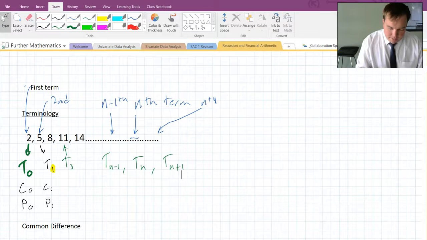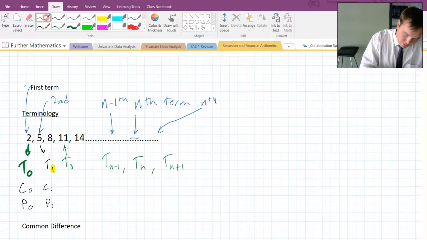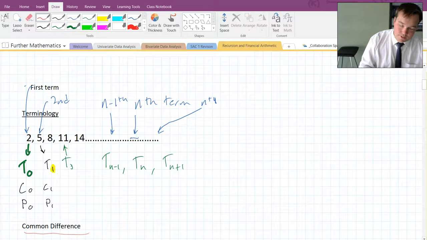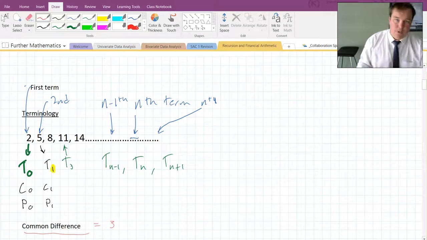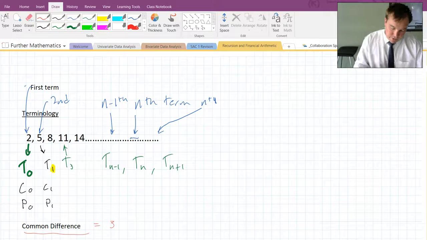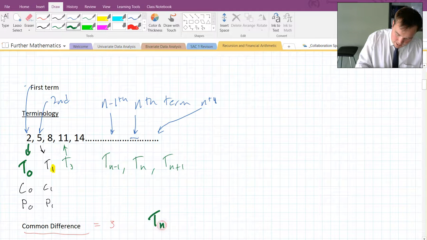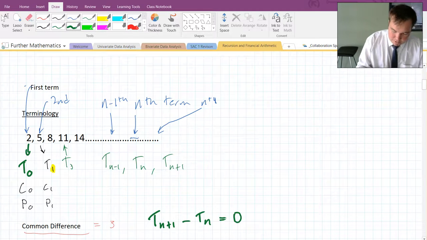Right. Now, here, we're going up by a constant amount. That constant amount is called the common difference. Clearly, our common difference here is 3, because we're increasing by a positive 3 each time. If you want to find the algebraic way of calculating the common difference, you would do Tn plus 1 take Tn, and that will be equal to d, the common difference.